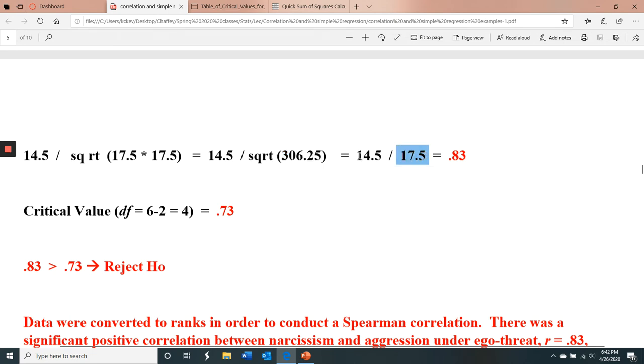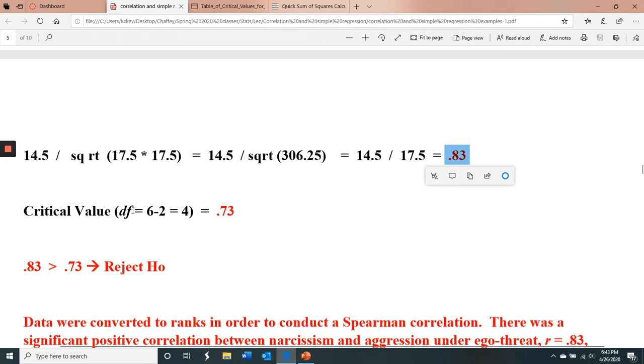So now we have our SP divided by the bottom part, the square root of sum of squares X, sum of squares Y. We have a correlation of 0.83. If you remember, that's not too far from what we got from the Pearson. So why is that? Probably because we had a pretty good linear relationship anyway, but this is just to show you how to do it with ordinal data with a Spearman.